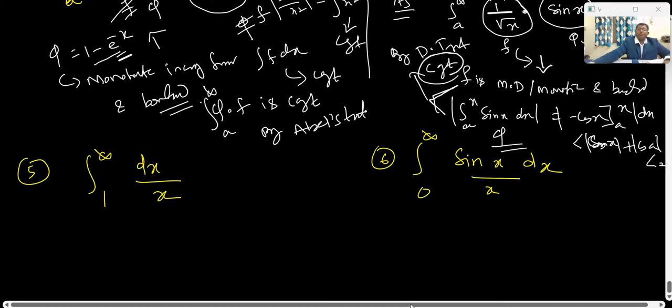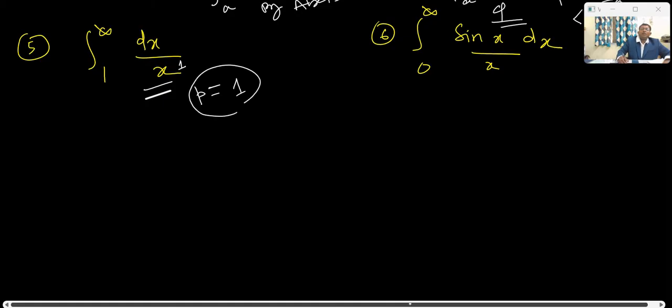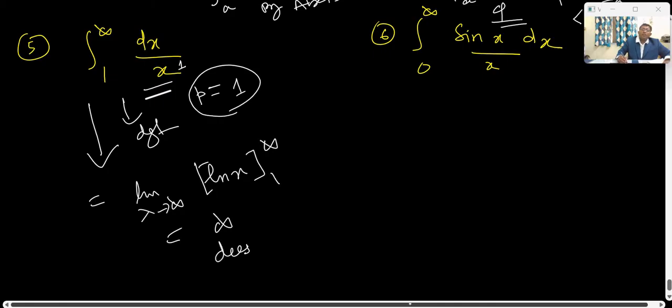Now suppose, coming to this integral, what will happen here? Here p is equal to 1, x to the power 1, is it not? P is equal to 1, and the integral is convergent for p greater than 1, which means this integral is divergent here. If you want to evaluate it, this is equal to the limit lambda tends to infinity of log x from 1 to lambda. So log infinity is infinity, which means it does not exist. If it is asked to evaluate it, it does not exist, is it not?